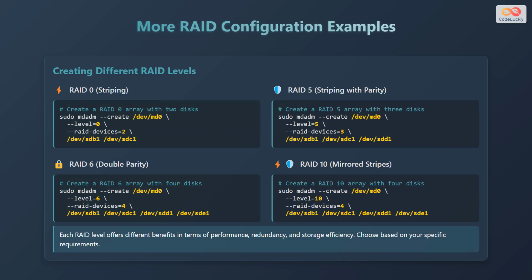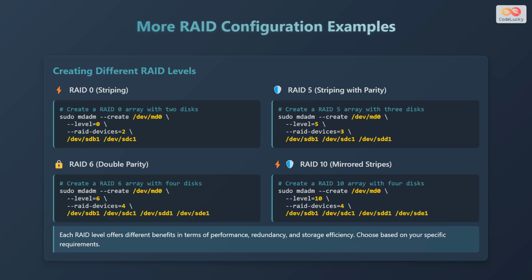Here are some additional examples for creating different RAID levels. To create a RAID 0 array with 2 disks, use the command sudo mdadm --create /dev/md0 --level=0 --raid-devices=2 /dev/sdb1 /dev/sdc1. For a RAID 5 array with 3 disks, use the command sudo mdadm --create /dev/md0 --level=5 --raid-devices=3 /dev/sdb1 /dev/sdc1 /dev/sdd1.